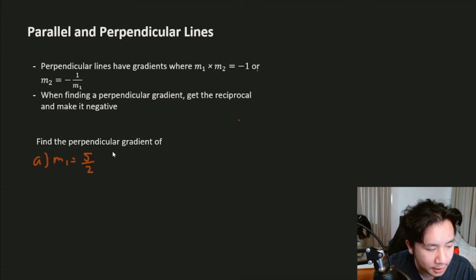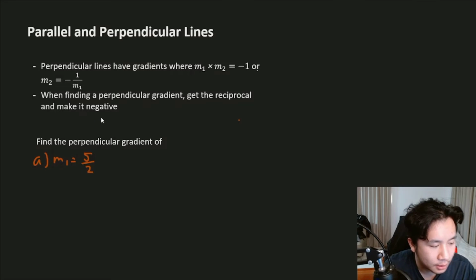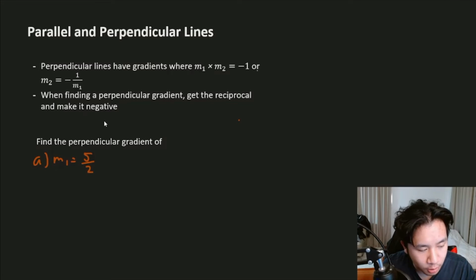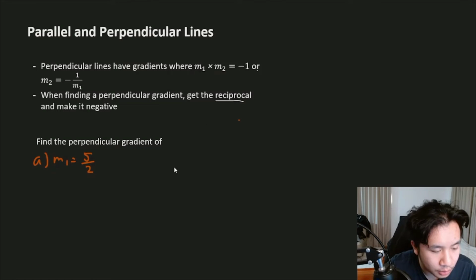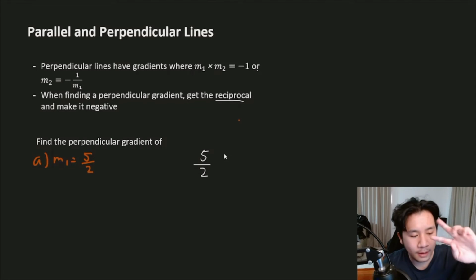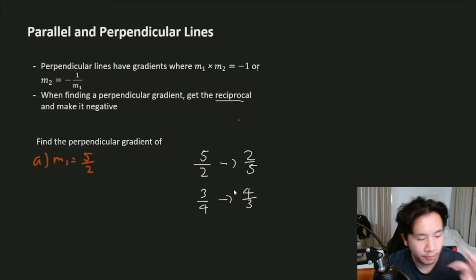We have a question here that says, find the perpendicular gradient of m1 equals 5 over 2. Now, this isn't so hard. I've written a second dot point that says, when finding a perpendicular gradient, get the reciprocal and make it negative. Let me explain what a reciprocal is. Say we have 5 over 2, and we want the reciprocal. The reciprocal is just the fraction flipped. In this case, it would be 2 over 5. For another example, let's say you had 3 over 4. The reciprocal is 4 over 3. So it's just the fraction flipped.